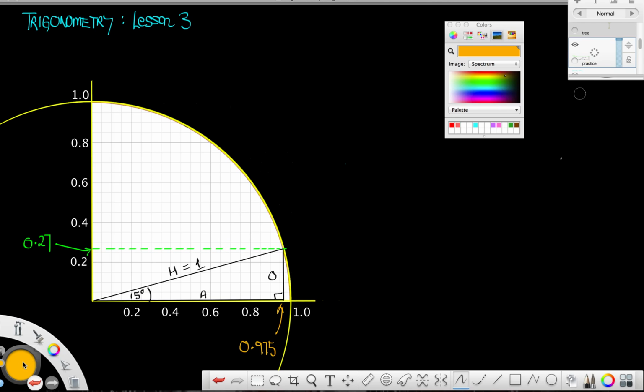Let's now see what our calculator tells us. To work out the length of our opposite, we use the sine button, this time it's the sine of 15 degrees. So if we do sine of 15, our answer is 0.258, which is sort of close to 0.26. So it's in the ballpark. We're perhaps a little bit out there, but we did the best that we could. So this is why we use a calculator, of course, for greater accuracy.